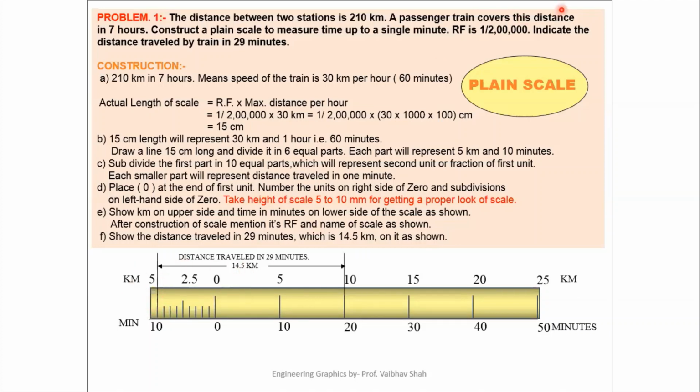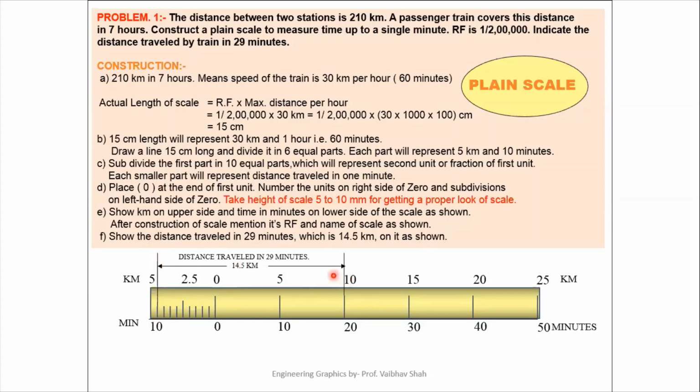Now we'll indicate the distance traveled by the train in 29 minutes. First let us denote the 29 minutes on this scale. 29 means 20 plus 9. So we'll indicate 20 on this primary scale: 0, 10, 20. So we have drawn one vertical line at 20 minutes. And for 9: 0, 1, 2, 3, 4, 5, 6, 7, 8, 9. So we'll go to 9 on your secondary scale, and draw one line.